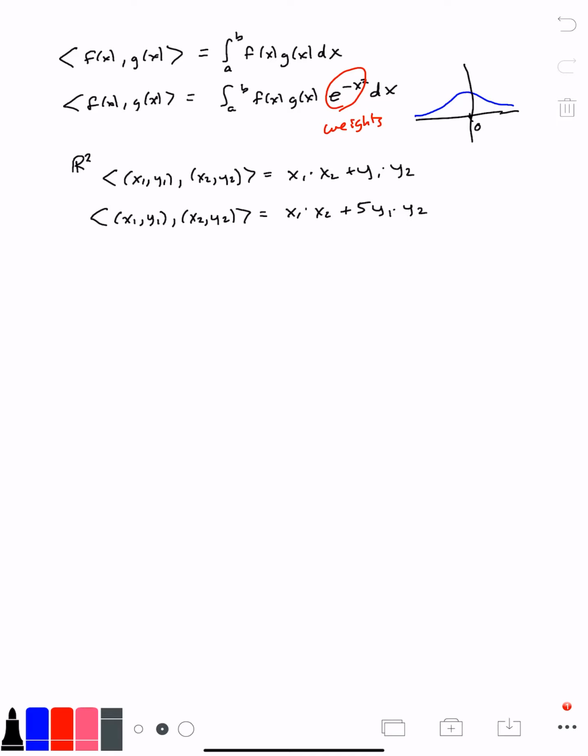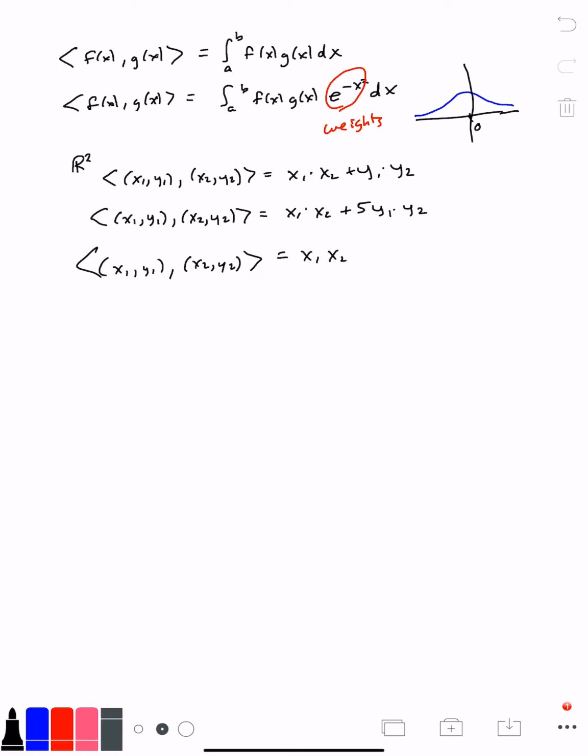So in that case, you want to make the y coordinate more important when you're talking about the inner product here. It's going to affect the answer more. You could put other numbers there in any kind of fashion you want. The one thing you can't do is you can't use negatives. And so you can go ahead and check.